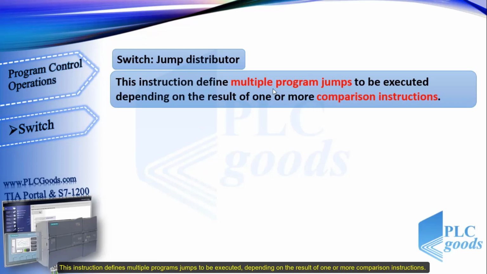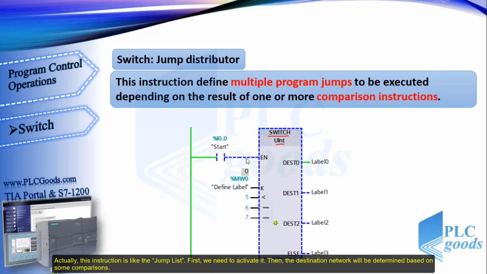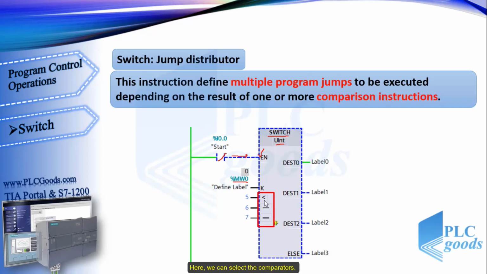This instruction defines multiple program jumps to be executed depending on the result of one or more comparison instructions. We can select the data type of the instruction from here. Actually, this instruction is like the jump list. First, we need to activate it. Then the destination network will be determined based on some comparisons. Here we can select the comparators. For each condition, we must determine a label at the output part.